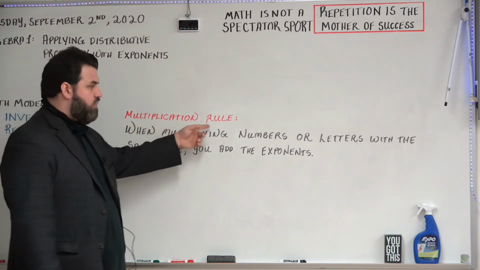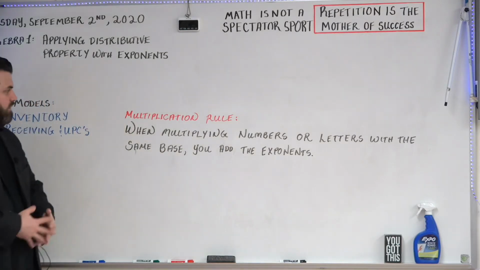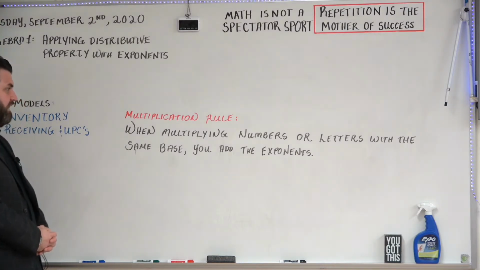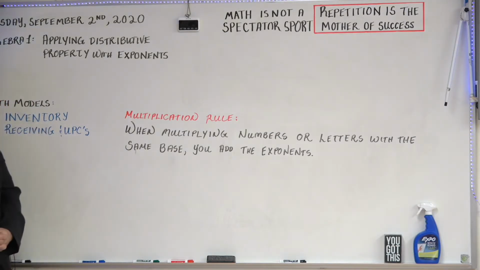It says multiplication rule. Multiplication is spelled multiplication. Multiplication rule, RULE. Okay, the rule is, and I want you to write this down just like it's written up on the board: when multiplying numbers or letters with the same base, you add the exponents.